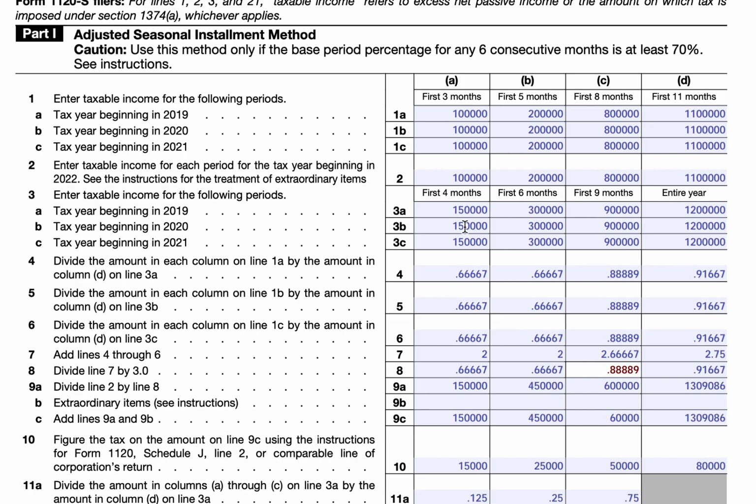So in each column, and I thought I made a mistake originally, but I did not. For column A in, let's say, line 4, you're going to divide 1A by 3A, and you get 0.6667. You would do the same thing here for line 1B divided by 3B, and all of these numbers are correct as I just verified them. For line 5, you will do line 1B by the amount of line 3B.